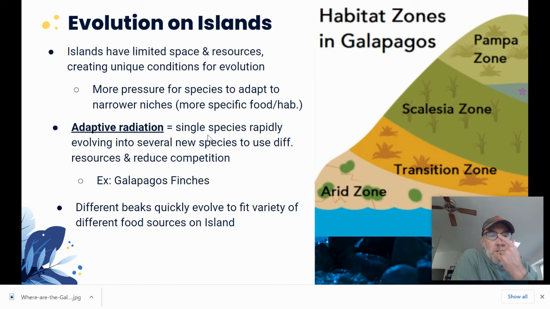So this term adaptive radiation in evolution means when a single species rapidly evolves into several new species using different resources and reducing competition, that resource partitioning we've talked about. A classic example is Galapagos finches. Different beaks quickly evolved to fit a variety of different types of foods on the islands.